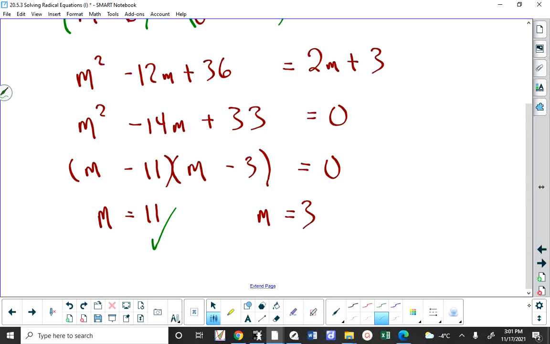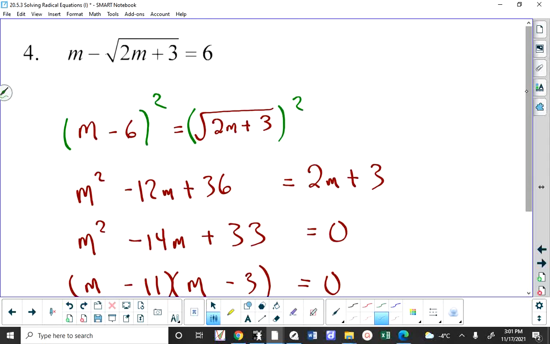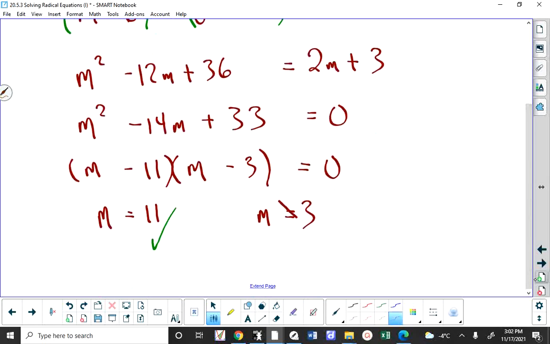I think 11 works. You're going to end up with the square root of 25, I believe. You'll have 11 minus 5, which is 6. Well, that's weird, isn't it? You get 0 on the left-hand side when you put 3 in. Well, 0 is not equal to 6, which means 3 is not a solution. It's extraneous.